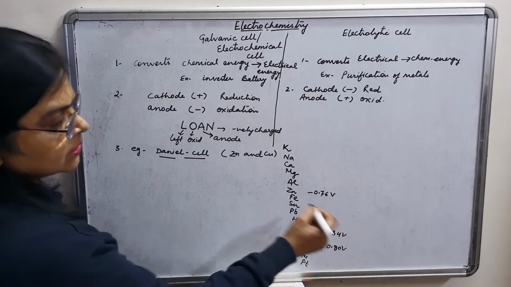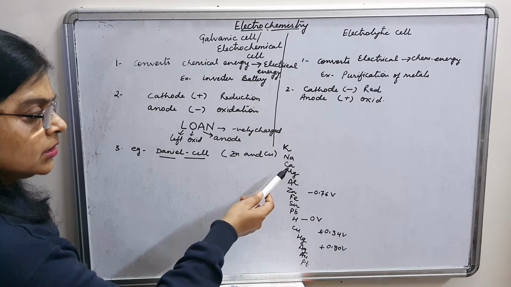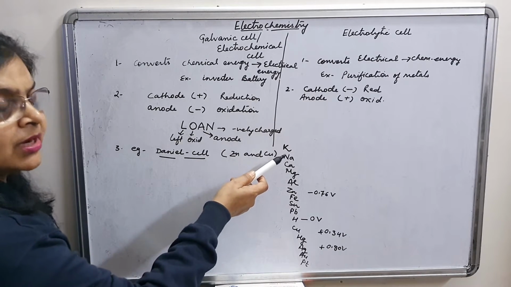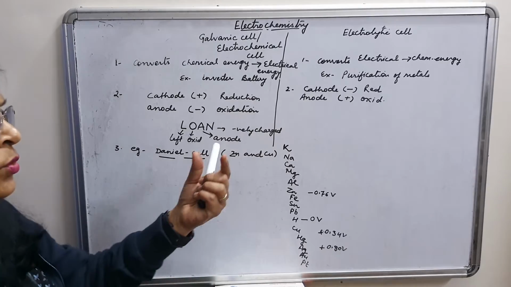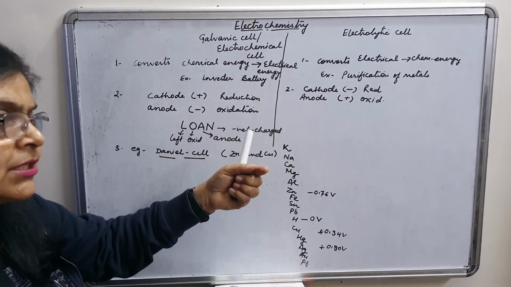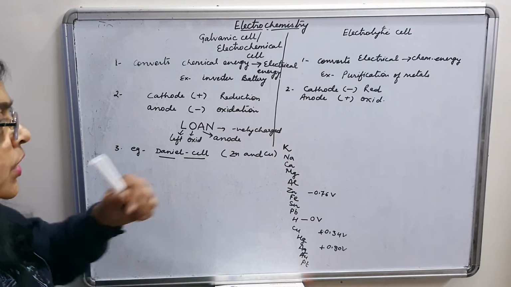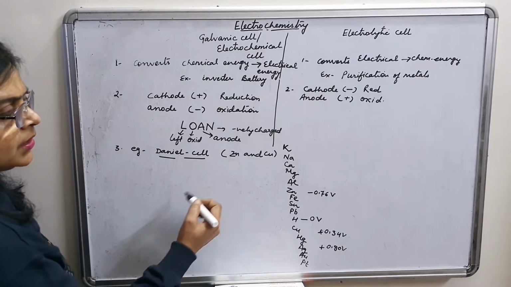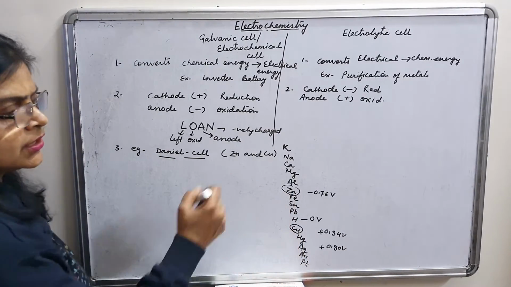We do not have to learn them. The values will be given there. But we should know that if there are more reactive metals and less reactive metals arranged in a galvanic cell, then the more reactive metal gets oxidized and the less reactive metal gets reduced there. So here also, if we see zinc and copper, zinc is here, copper is below, so zinc is more reactive.